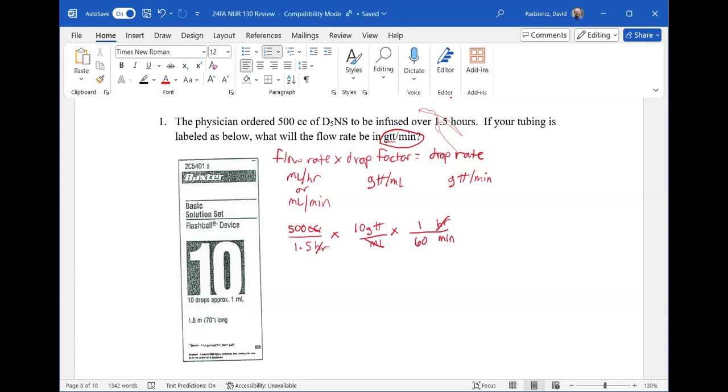Now, when you set up a long dimensional analysis like this, sometimes it could be a little overwhelming, but the secret to this is just taking the information. So I have 500 times 10 divided by 1.5 and divided by 60. You just plug in all the information. And what you're going to get is 55.5555555. Okay, so it's 5 repeating.